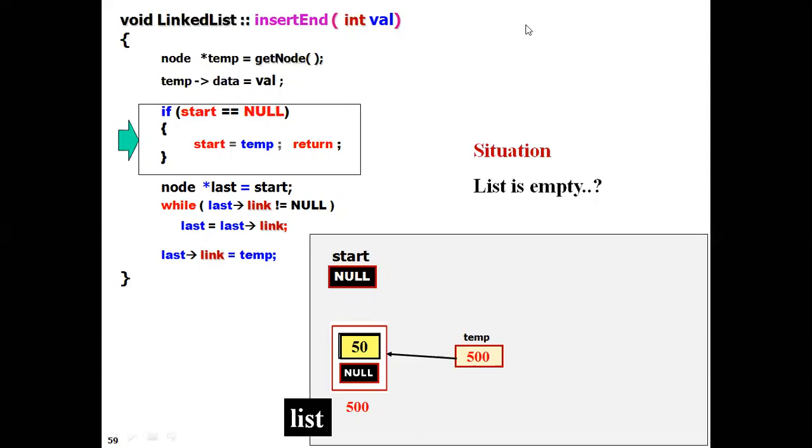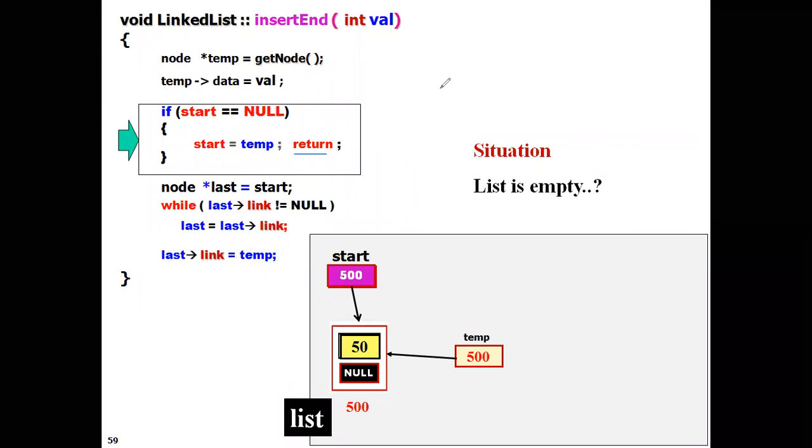What is meant by start equal to temp here? The temp value is copied to start. What is the temp value? This temp value 500 is copied to start. So null will be replaced by this value 500. If 500 comes here, that means start is pointing to the newly created node. Is it clear? Now it is pointing to the newly created node. And next the return statement will run.